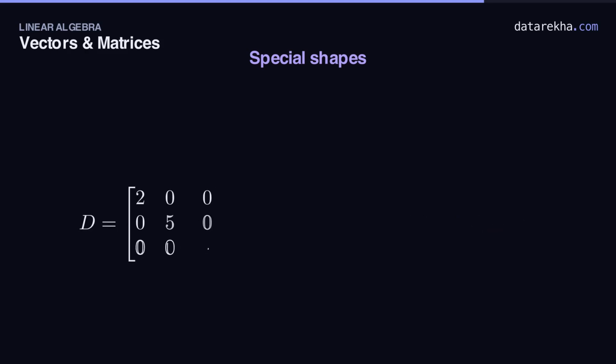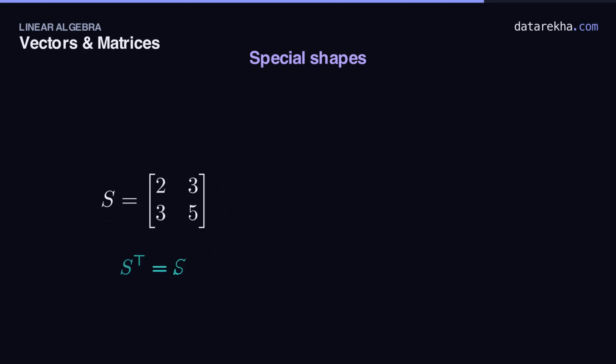Next, a diagonal matrix, square, with every off-diagonal entry 0. It does something wonderfully simple. It scales each component of a vector on its own. Multiply by this D, and the first component doubles, the second is multiplied by 5, and the third flips sign. Each diagonal entry stretches its own axis. Nothing gets mixed.